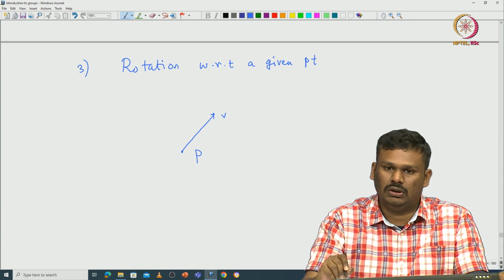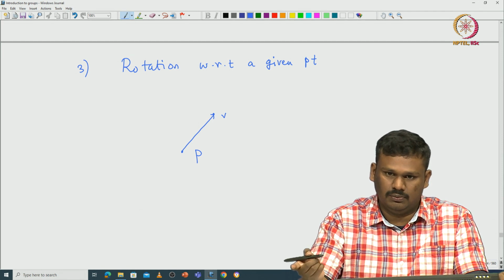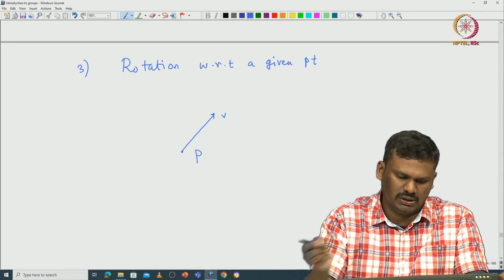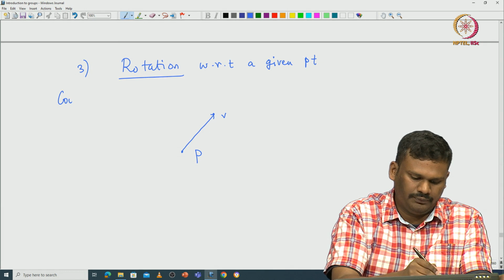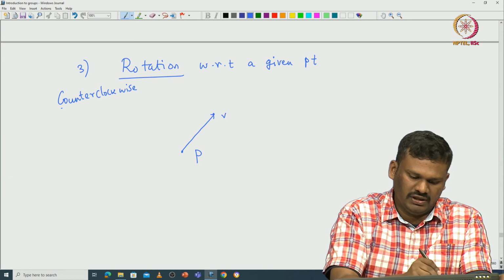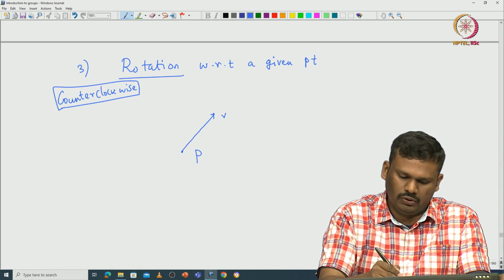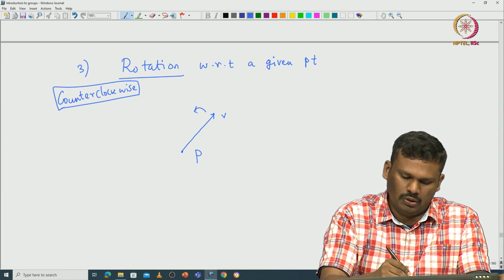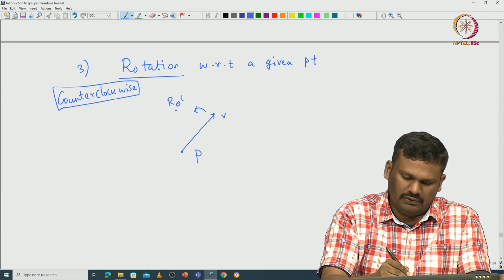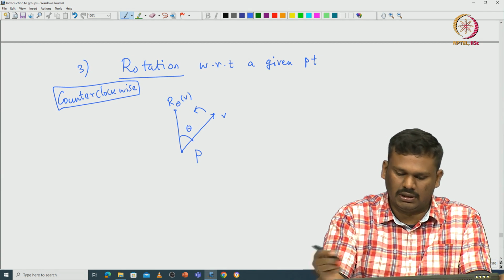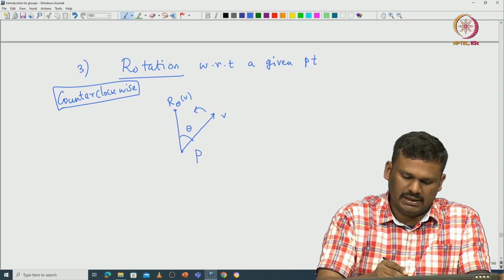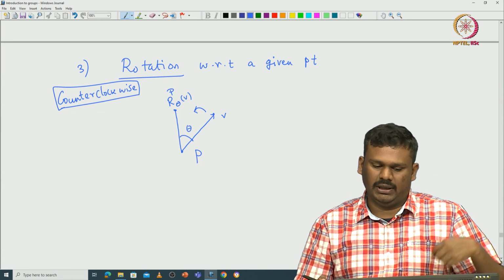Now, let us say we rotate by some angle theta, both counterclockwise as well as clockwise. Let us say we are only talking about the counterclockwise rotation. Then if you rotate by this angle theta, this point V reaches this r theta of V. This is your angle theta. Of course, this rotation depends upon the point P.